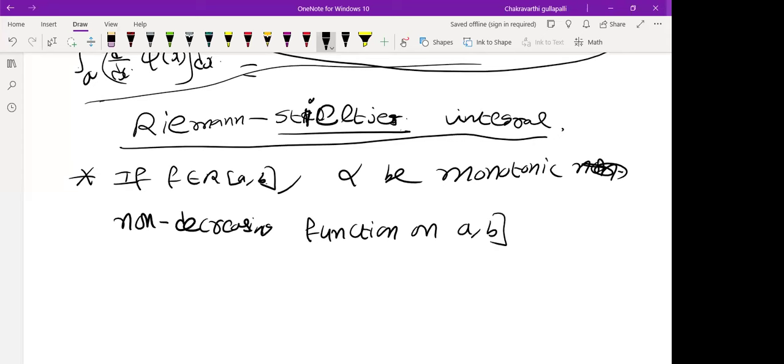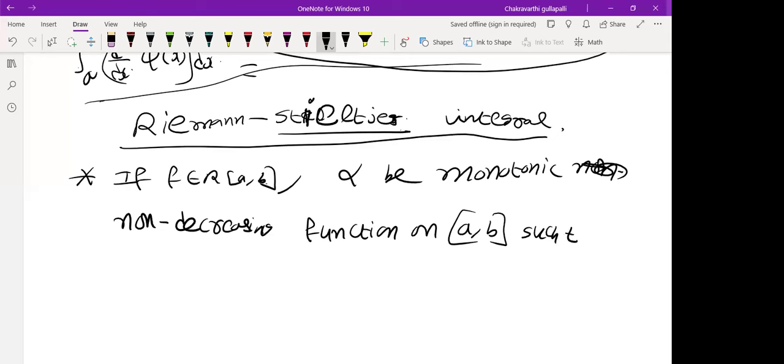Not passed does not mean failed. Is it not? Not passed does not mean failed. Might have been withheld or missed, debarred, any other reason. Not passed does not mean failed. Similarly, non-decreasing does not mean increasing. It may be increasing or constant also. So be careful.